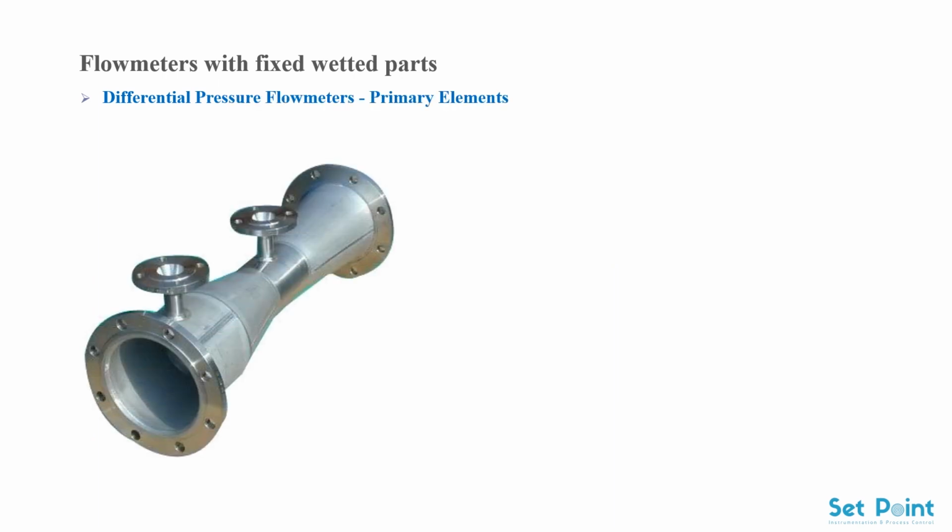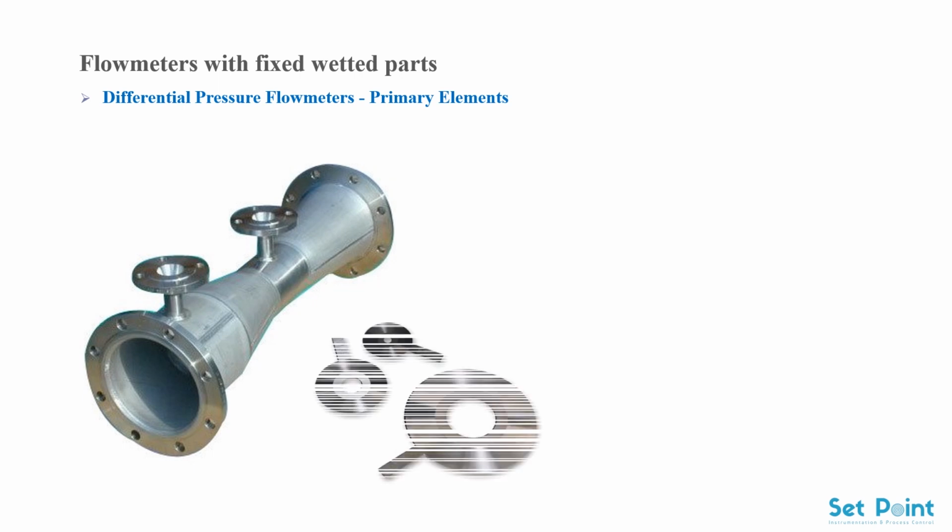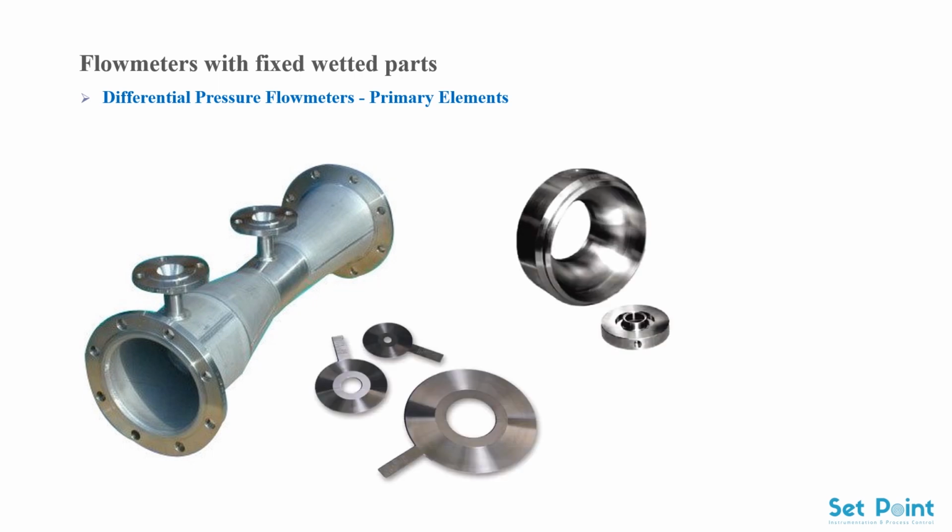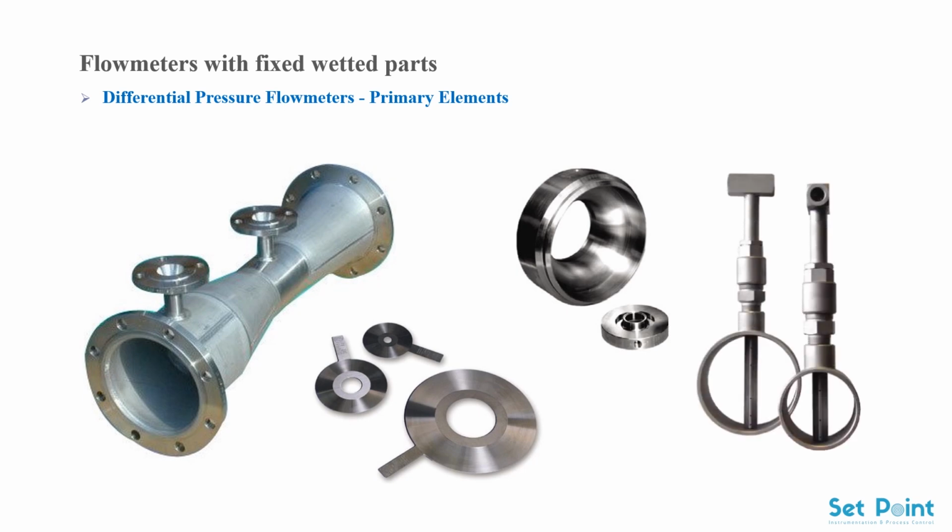Differential pressure flow meters, primary elements, such as venturi tube, an orifice plate, flow nozzle, in addition to pitot tube.